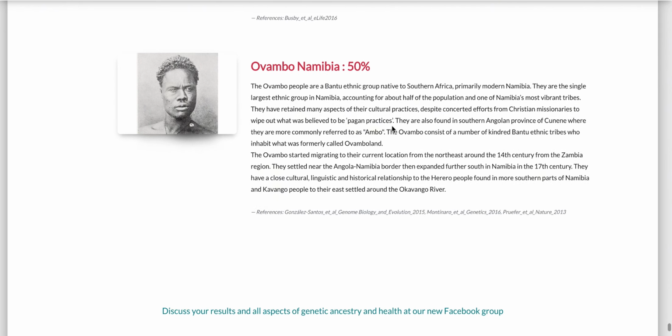All right, and then Ovambo, Namibia. The Ovambo people are a Bantu ethnic group native to southern Africa, primarily Namibia. They are the single largest ethnic group in Namibia, accounting for about half of the population and one of Namibia's most vibrant tribes. They have retained many aspects of their cultural practices despite concerted efforts from Christian missionaries to wipe out what was believed to be pagan practices. They are also found in southern Angola province of Cunene, where they are more commonly referred to as Ambo. The Ovambo consists of a number of kindred Bantu ethnic tribes who inhabit what was formerly called Ovamboland.